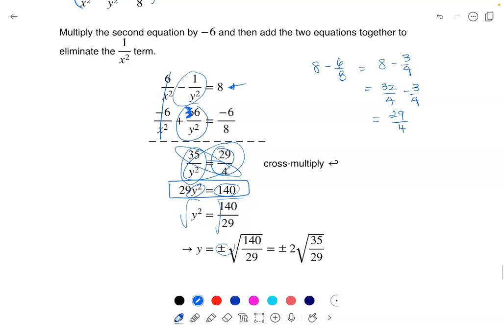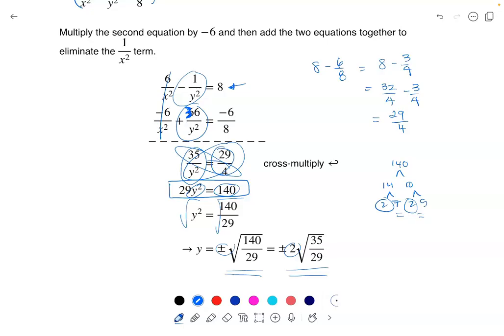And if this works better for your brain, you can keep your y's here, or you can go ahead and take the 2 out, because if I think about 140 and I break it down, 14 times 10, this is going to be 2 times 7, this is going to be 2 times 5. So I can see there's a pair of 2's that would come out of the radical, and then that would leave me with 35 under the radical. And then if you wanted to even go further and rationalize the denominator, you can. You can take this as far as you want it. I'm going to leave it in one of these two forms.